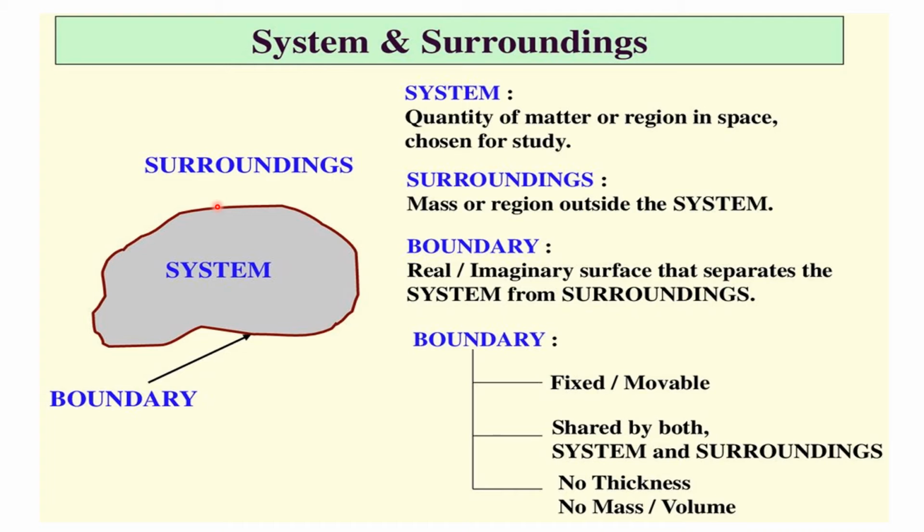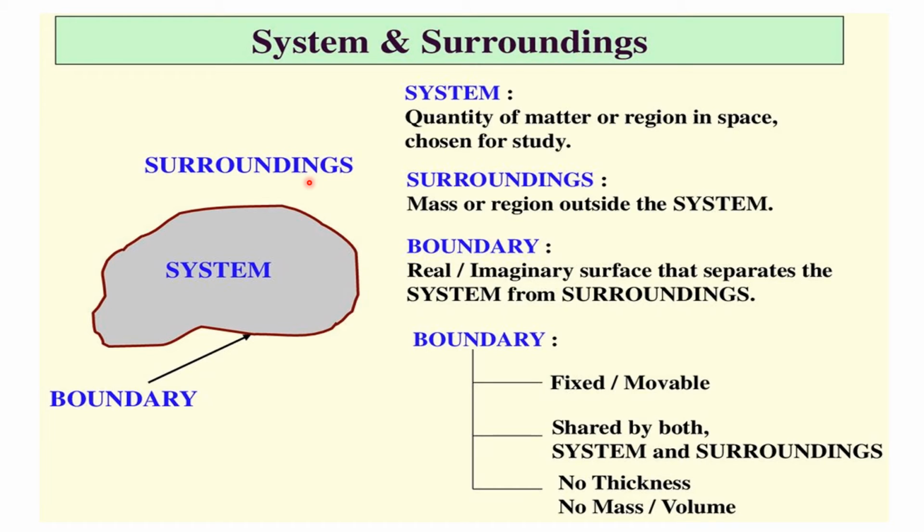I may consider the gas which is contained in the container. I may consider gas as the system because I am choosing that area, the gas, for my study purpose. I may consider any fluid as my system. That much region, I may consider a book as my system. So any region in space which is chosen or selected for the study purpose is called the system. And the mass or a region outside the system is called the surroundings.